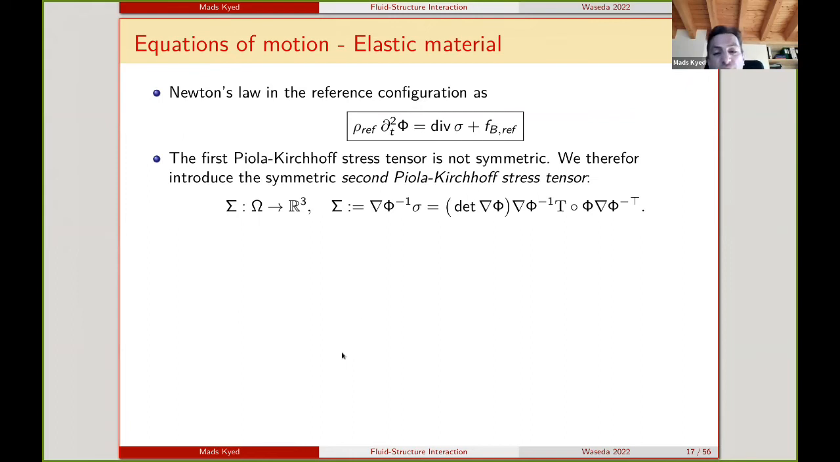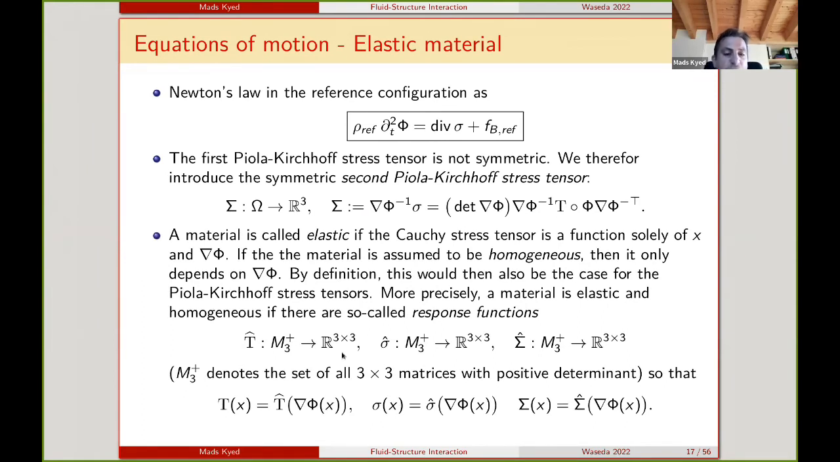So the first thing we do in order to obtain an expression for the Piola-Kirchhoff stress is to introduce the second Piola-Kirchhoff stress tensor, denoted here by capital sigma, which is just equal to gradient of phi inverse multiplied to the first Piola-Kirchhoff stress tensor. In this case, we get a symmetric tensor.